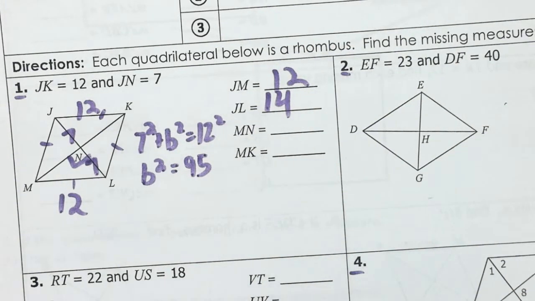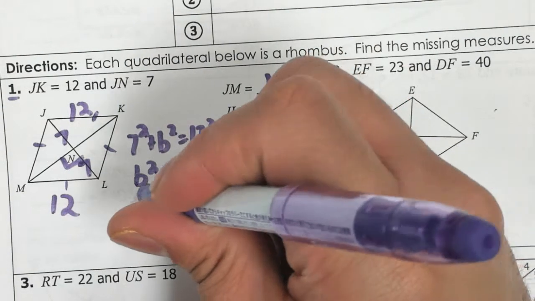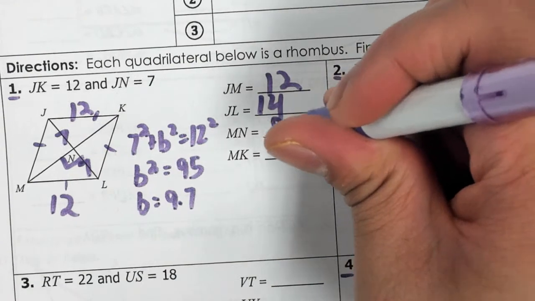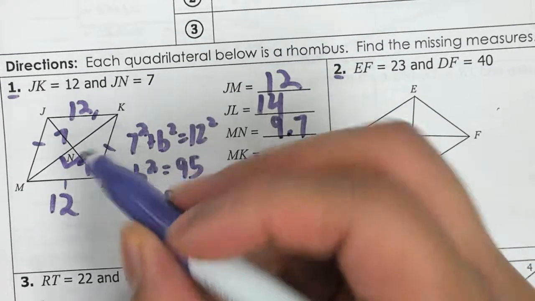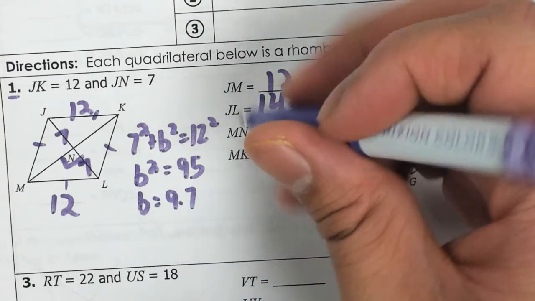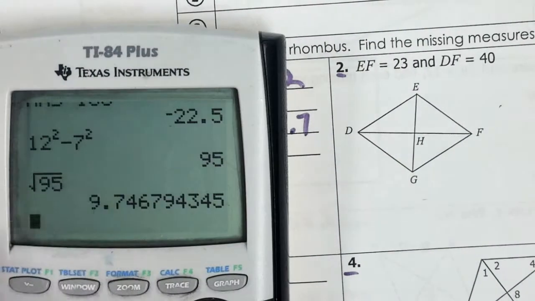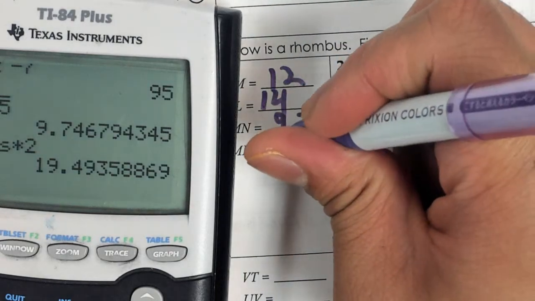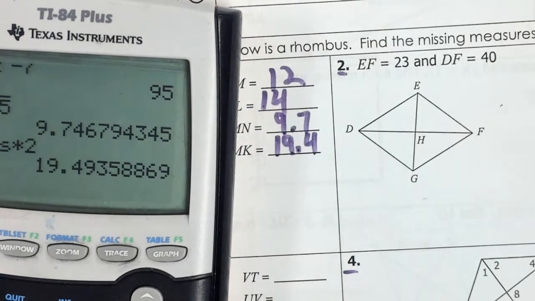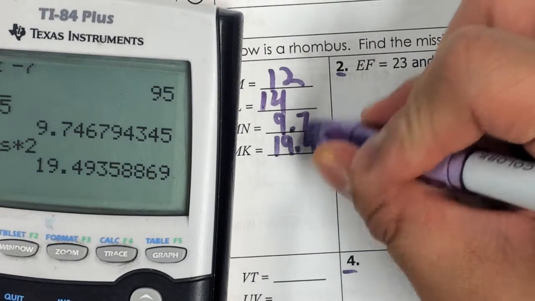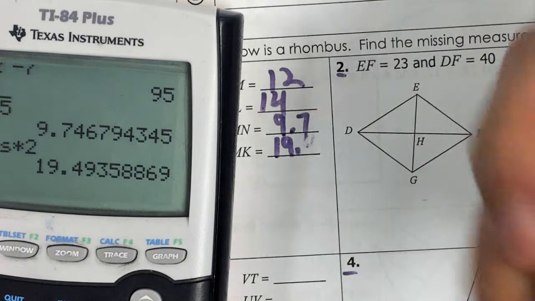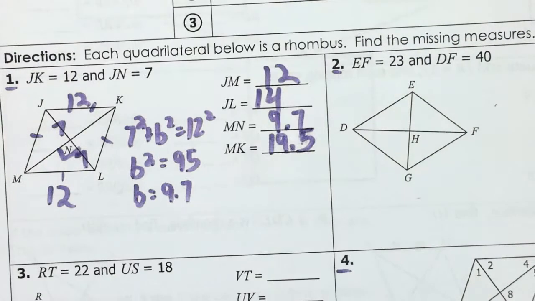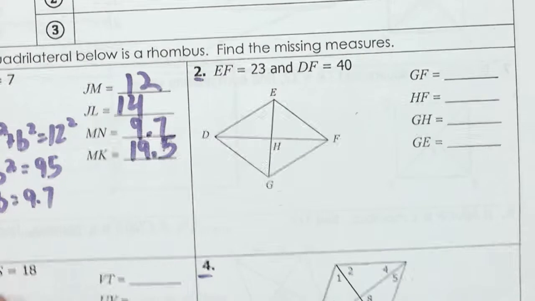Working this all out. So MN is 9.7. Then MK is double that. Here's my work. I did Pythagorean theorem, square root. Double that, we get 19.4. Or sorry, 19.5. Okay, so go ahead, pause this video, work on number 2.